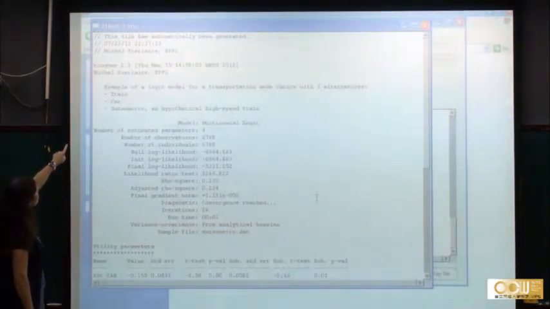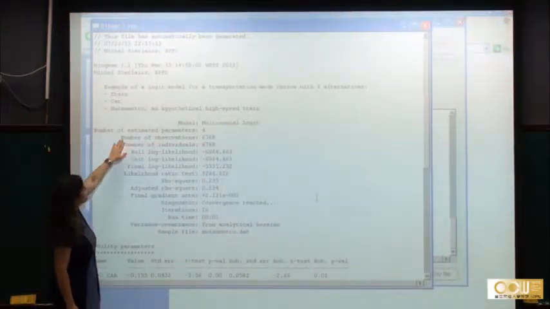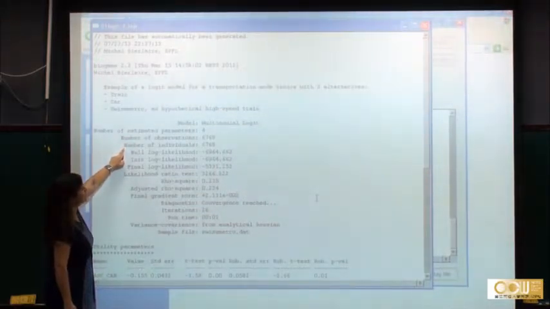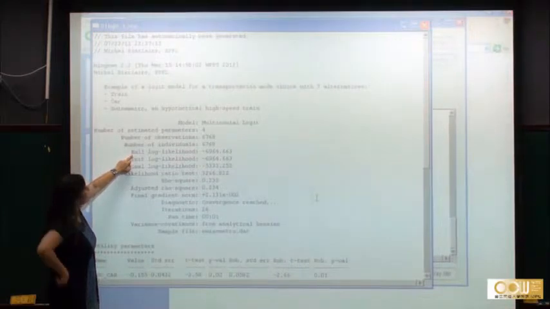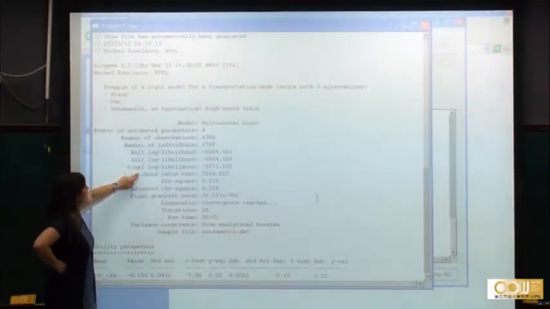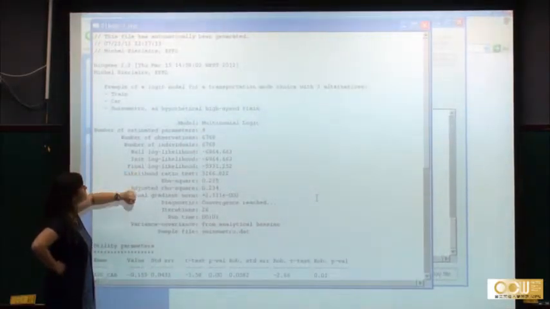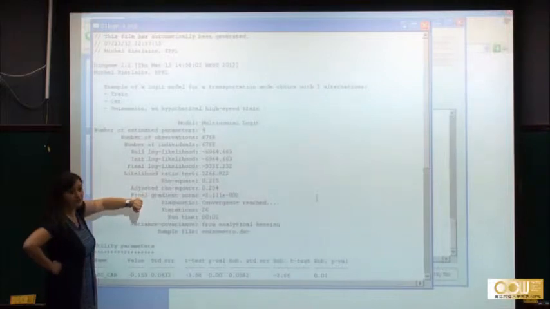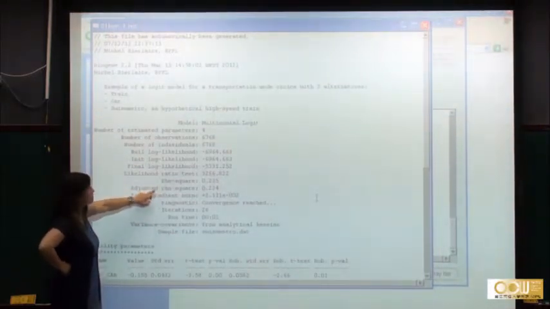So it's saying you have this example with 3 alternatives: train, car, and Swiss metro. You estimate 4 parameters. You have 6,768 observations. This is the log likelihood at 0, right? No parameters estimated. This is the final value of the log likelihood. And this is the likelihood ratio test with respect to 0. It has a rho squared and adjusted rho squared.